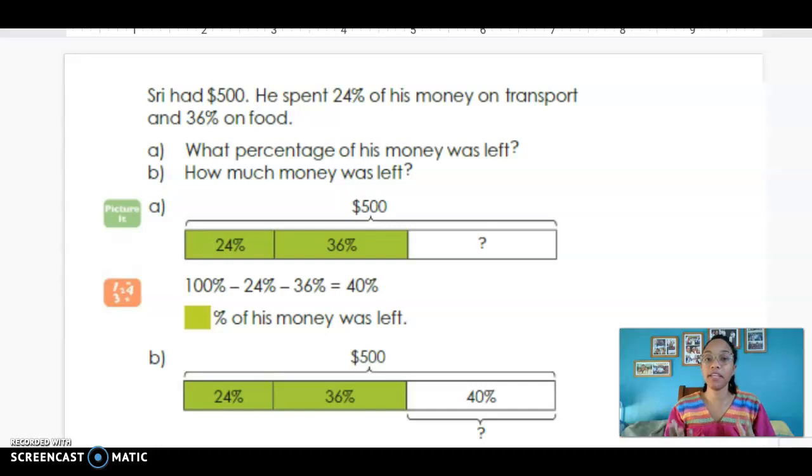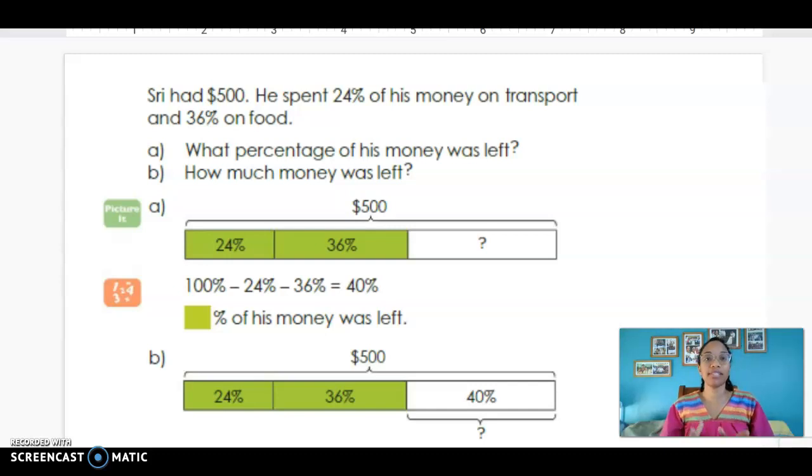Shri had $500. He spent 24% of his money on transport and 36% on food. We have 2 things we need to find. First, we want to find what percentage of his money was left. And then we want to find how much of his money was left.